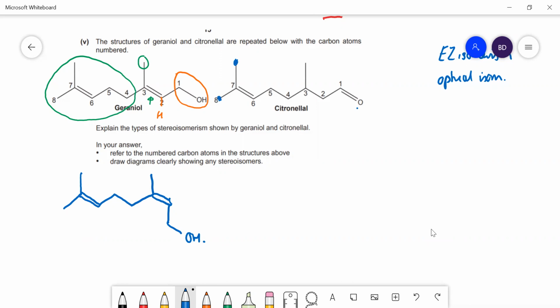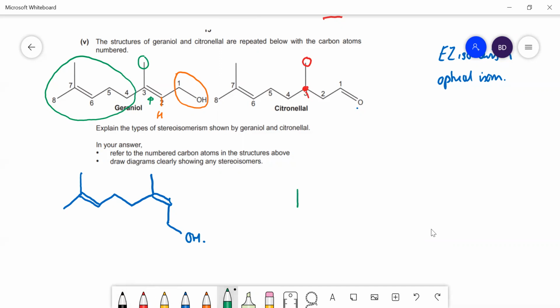Well, if you look at carbon number 3, carbon number 3 is asymmetric. It's got 4 different groups attached. It's got carbon number 4, carbon number 2. It's got a methyl group up there, and it's got a hydrogen attached here as well. Okay, so how are we going to draw 2 stereoisomers of that? Well, they are non-superimposable mirror images.